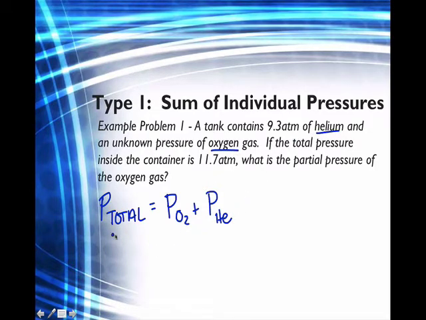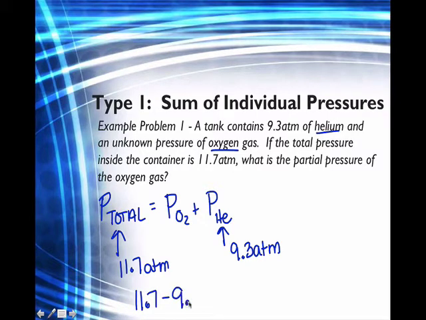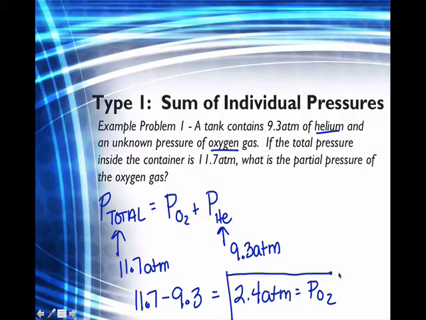So I have oxygen and helium. They told me the total is 11.7 ATM, and they told me that the helium is 9.3. So what we're looking for is the leftover that must be the oxygen to get us to the total. All you have to do for this one is take 11.7 and subtract 9.3 to find the difference. You find that it's 2.4 ATM is the partial pressure of the oxygen. So if we summed up 9.3 plus 2.4, we're going to get the total of 11.7.